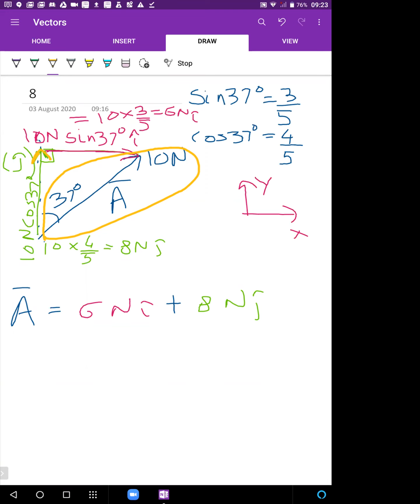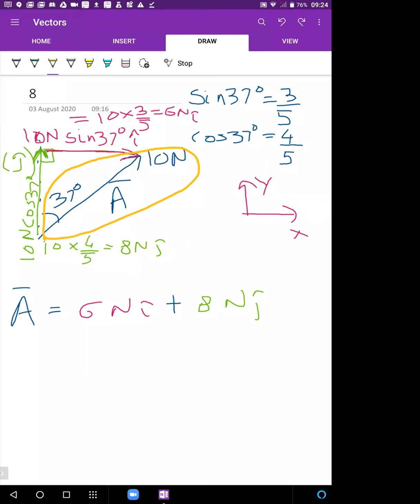And by drawing that arrow, I suddenly realize that this green vector, this green part is along J cap, because upward is positive y. So this entire green vector becomes 10 Newton cos 37 J cap. When I put in the value of cos 37 as 4 by 5, it simplifies to 10 into 4 by 5, 8 Newton J cap. So my green part is 8 Newton J cap.